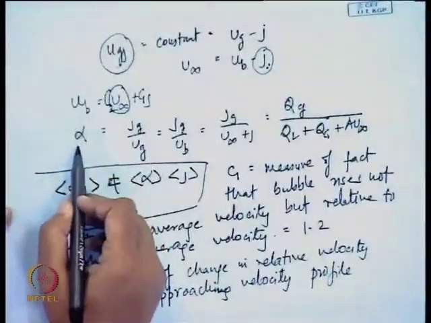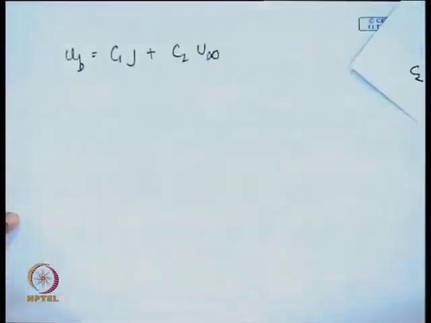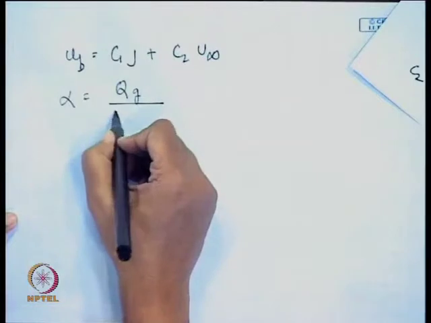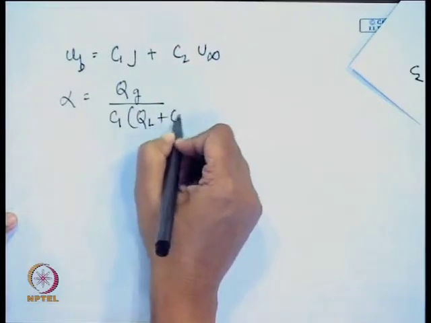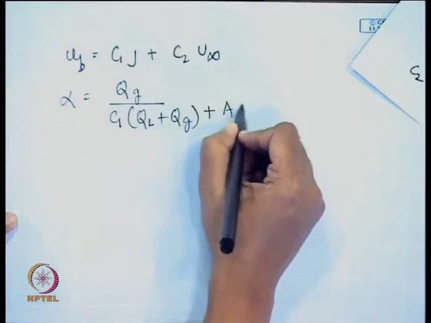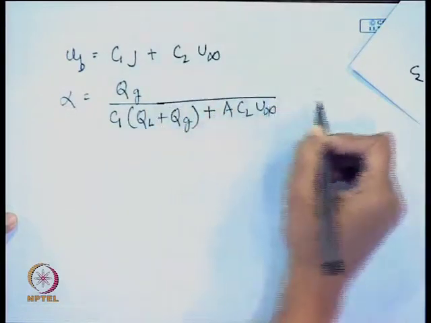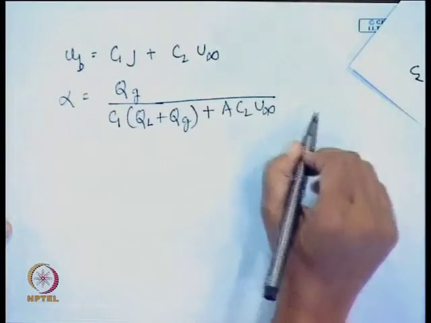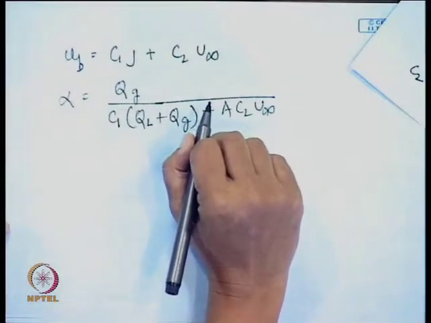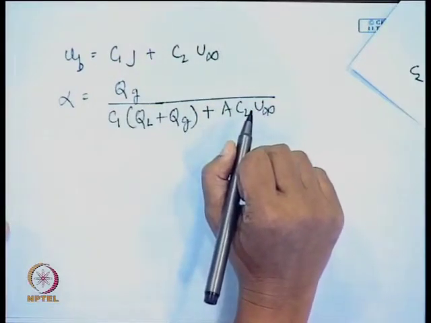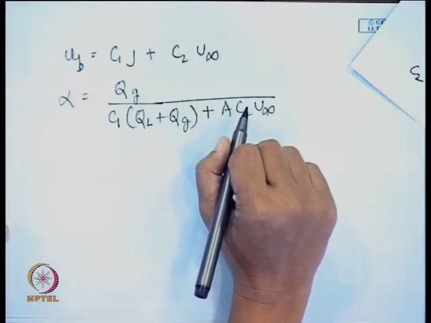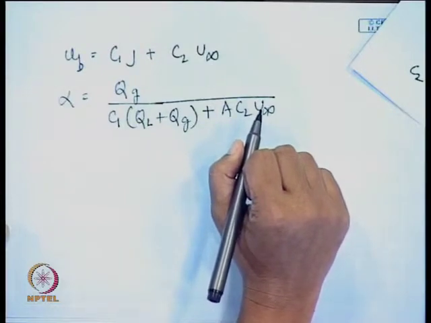Now, if we substitute this expression of UB into the expression of alpha, what do we get? We get alpha equal to QG by C1 times (QL plus QG) plus AC2U infinity. This is the corrected expression, isn't it? It accounts for the wake effect, the measure of the change in relative velocity due to the approaching velocity profile, as well as the fact that the bubble rises not with respect to the average velocity, but with the weighted average velocity.